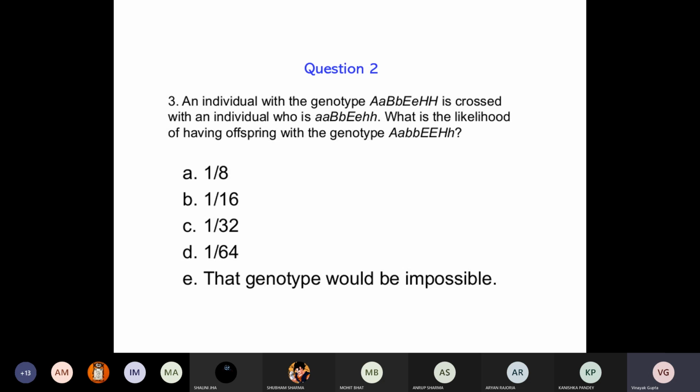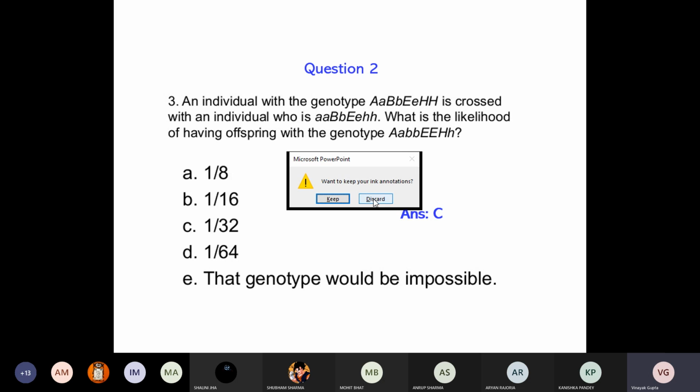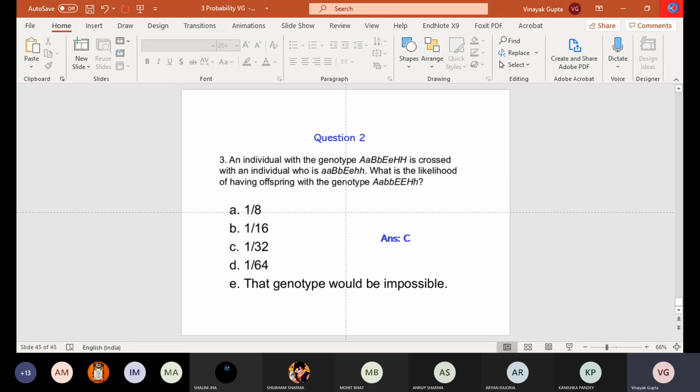Sir, 1/32. 1/32. Okay, let me check. Yes, answer is C. Very good. Okay, so now we know how to calculate the probability in different situations, when to use product rule, when to use addition rule, when to use binomial. So this topic is over. We are moving to our new topic.